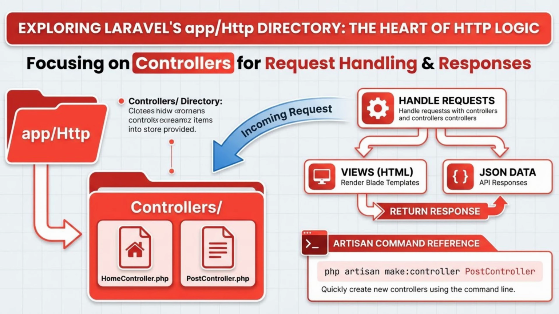The diagram also highlights Artisan commands, which are a fast way to create new controllers directly from the command line. For example, running php artisan make:controller PostController instantly generates a new controller file with the appropriate structure. This saves time and keeps your folder organized as your application grows. Altogether, the app/Http directory is essential because it holds the logic that connects routes, controllers, models, and views into a smooth, functional flow. When you understand how controllers receive requests, process logic, and return responses, you gain full control over how your Laravel application behaves.